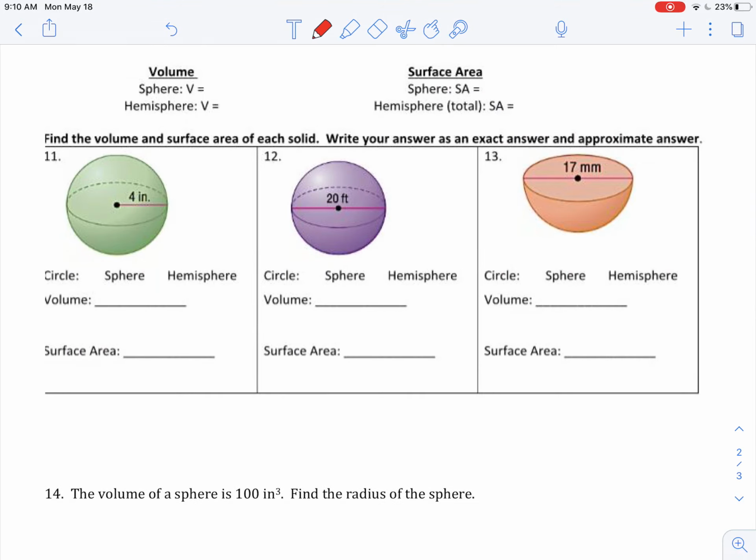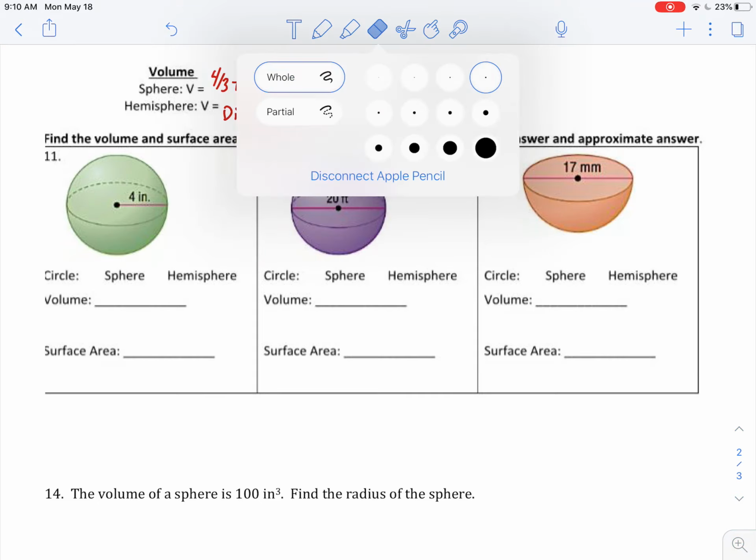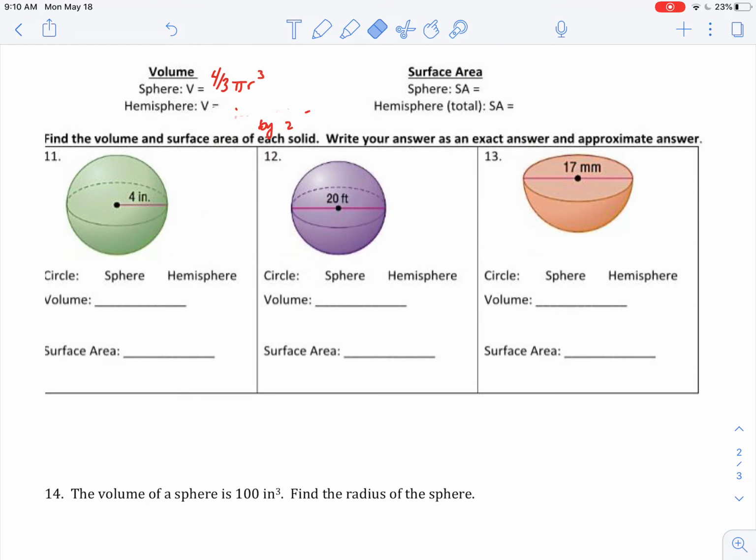Okay, now let's talk about our spheres. Volume and surface area. So volume is 4/3 pi r cubed. And then for a hemisphere, you would just divide that by 2. And the same thing for surface area. As far as finding the hemisphere, here we'd have 4 pi r squared, and this would just be half. That would be 2 pi r squared. So this would be 2/3 pi r cubed.